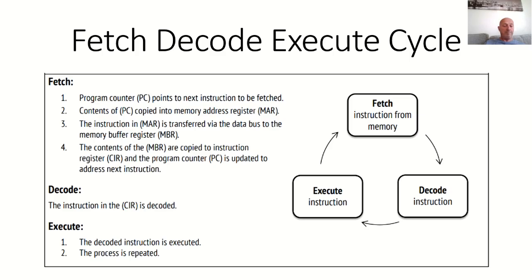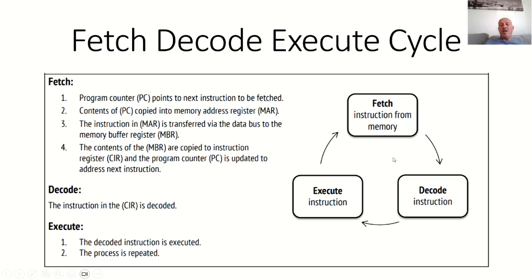Then you've got the decode part, where it's simply decoding the current instruction register, doing something with it to give a number to it. The decoded instruction is then executed. So whatever that instruction is, whether it's to add a number to one of the registers, it will then do it at that particular point, and then this process is carried on and repeated.